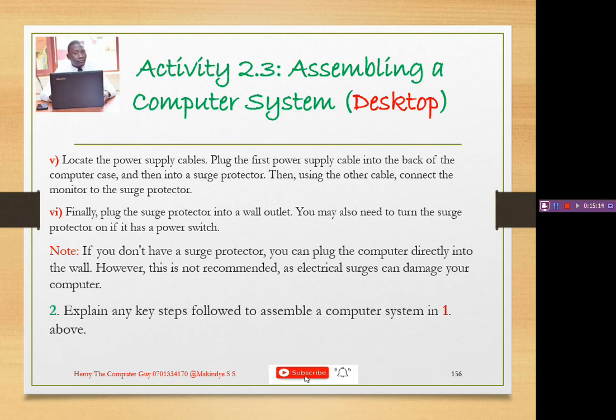Question 2, explain any steps followed to assemble a computer system. In question 1 above, remember you have been assembling the computer, so you're going to help us explain the key steps that you followed when assembling it. Then lastly, what precautions must be taken while assembling a computer system? For example, you have to switch the component off before assembling it. Are we together? And others as you're going to be answering them.